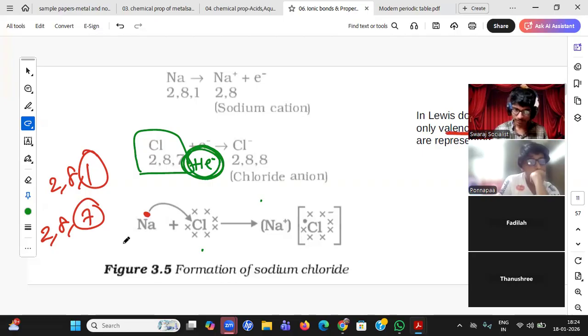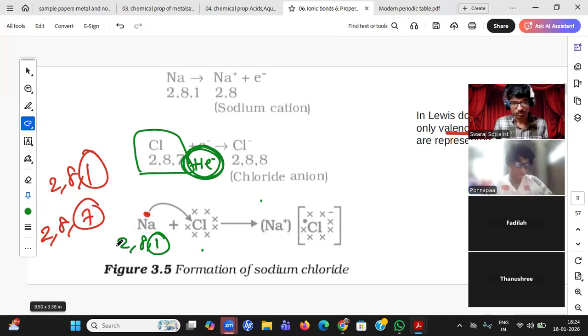But for sodium, it is 2, 8, 1. For it to be stable, what is the combining capacity? It should lose 1 electron. So what is its valency? Again 1. Okay, so valency and valence electrons are different.